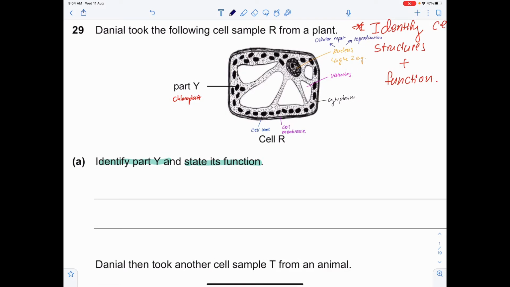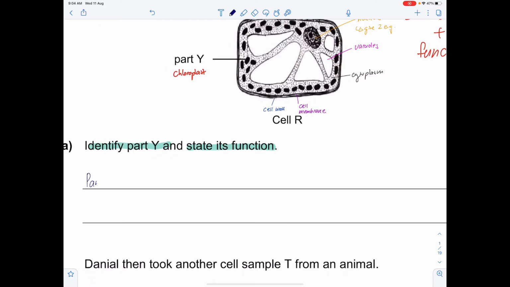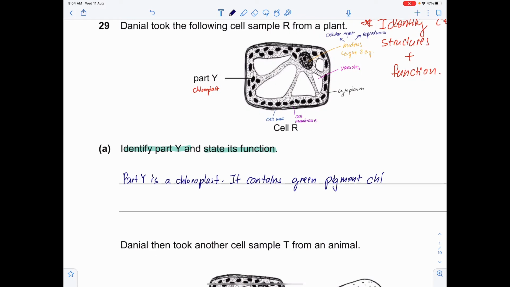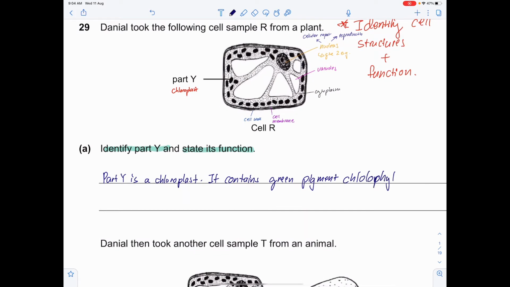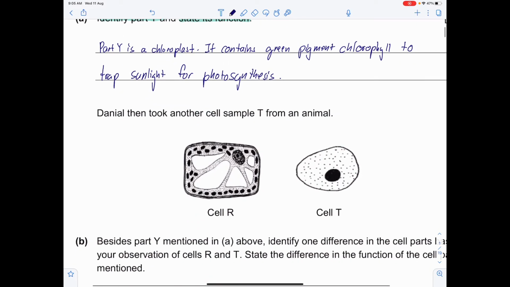Identify part Y. So part Y is your chloroplast. Okay, sorry, let me switch to a thicker pen. Okay, part Y is a chloroplast. It contains green pigment chlorophyll, sorry, I think I made a misspelling here, to trap sunlight for photosynthesis. All right, moving on to the next question.